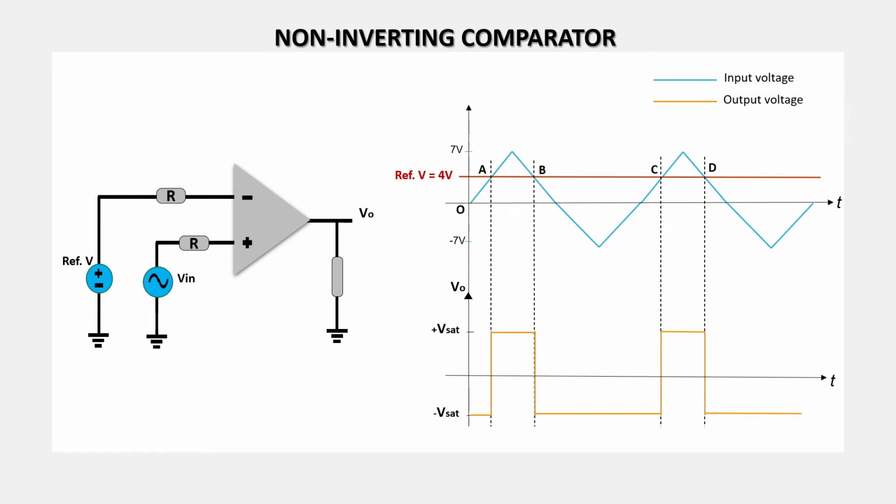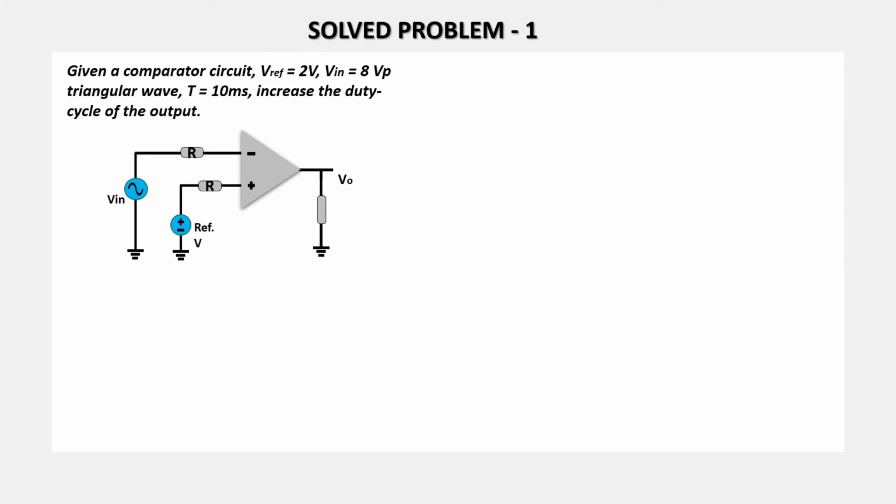Now let us see some problems based on the topics we have discussed. So first problem: given a comparator circuit, V reference is equal to 2 volts. Input voltage is an 8 volt peak triangular waveform. Time period is equal to 10 milliseconds. We are asked to increase the duty cycle. Let us try to solve this. From the given circuit, we come to know that this is an inverting comparator, since input is applied to the inverting terminal. Okay, now let us draw the waveform of input voltage and reference voltage.